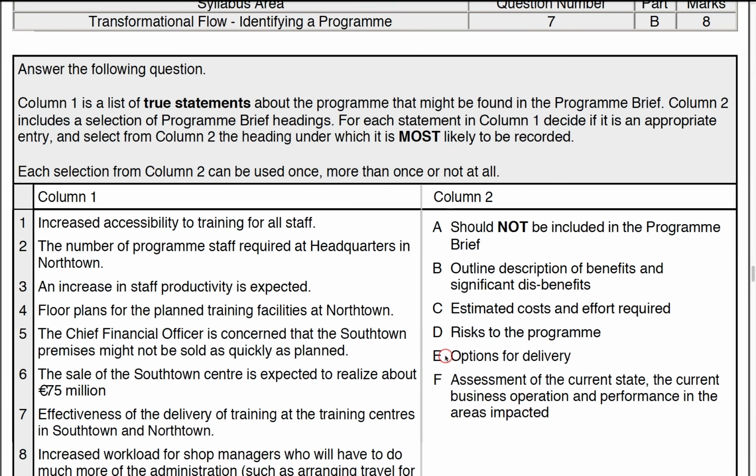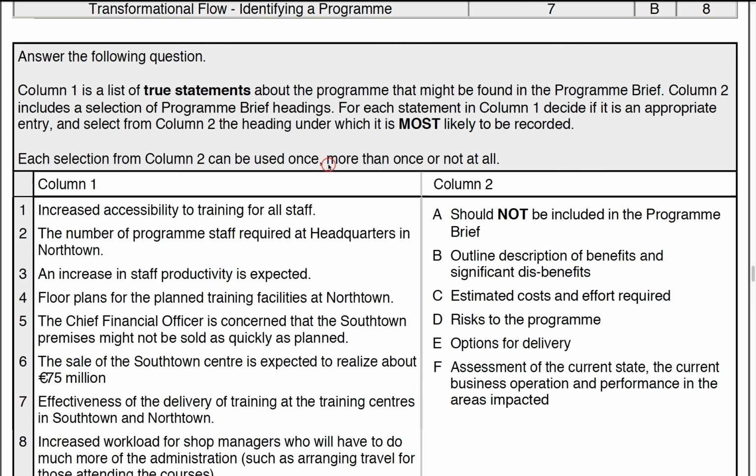Okay, welcome to this audio session on 7B for the transformational flow, identifying a program. So hopefully having reviewed one on your first part of this question, which was only two, now we've got 8 statements here, so we've got 8 points for this particular part of the question, so quite a chunk of the answers and the points for this section are here.